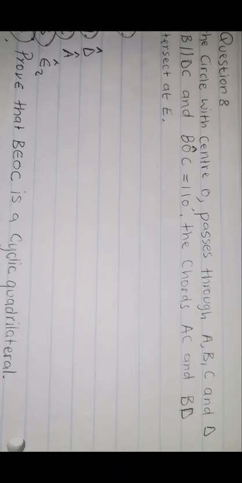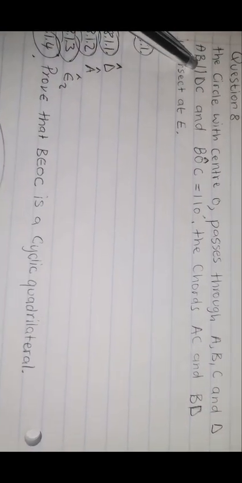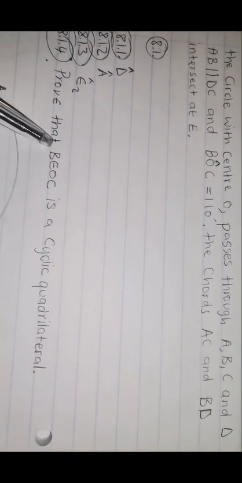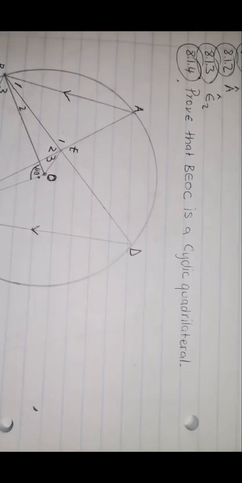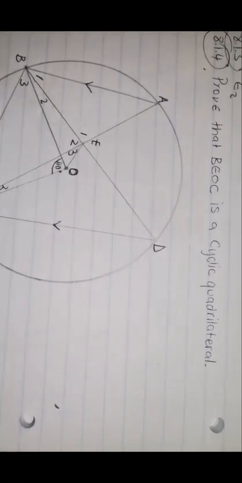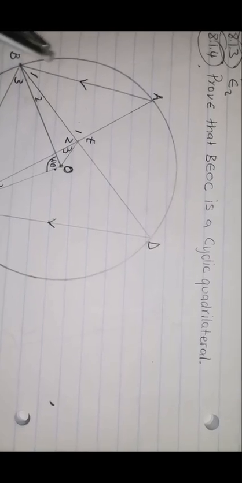Question number 8 of 2015 preparatory examination, grade 12, paper 2. The circle with center O passes through A, B, C, D, and AB is parallel to DC, and angle BOC is 110. The chords AC and BD intersect at E. Calculate angle DAE2 and prove that BOC is a cyclic quadrilateral. So they say that AB is parallel to DC, and this angle BOC is 110. Then we have chord AC. We have chord BD. They intersect at E.